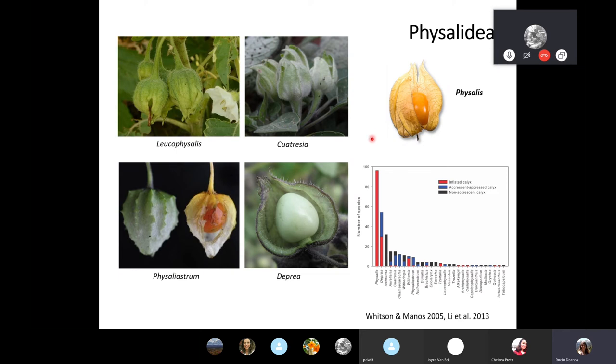And something curious about this group is shown in this graphic, which represents the numbers of species per genera, showing in red the proportion of the species with an inflated calyx. And in blue is represented the accrescent and appressed calyx in the species that have this trait. And in black are the species that don't have an accrescent calyx. As you can see here, the two genera with more species are Physalis and Prea, and the first one with all the species with inflated calyx, whereas Prea has more than half of the species also with calyx inflation.